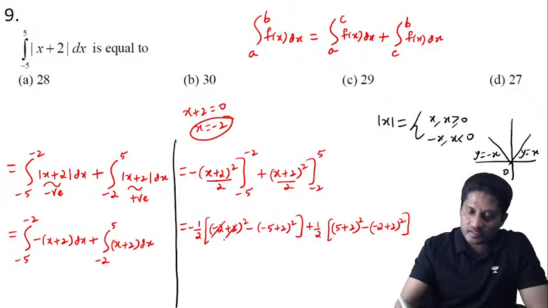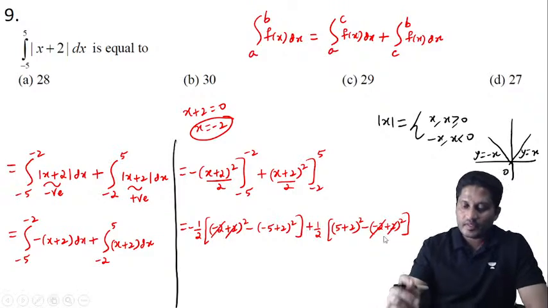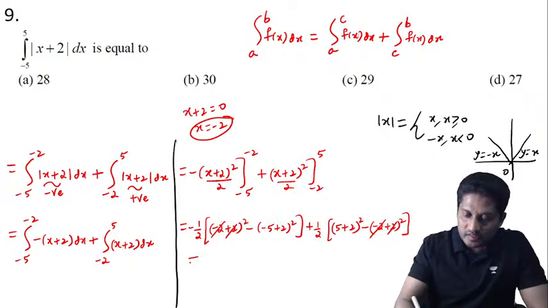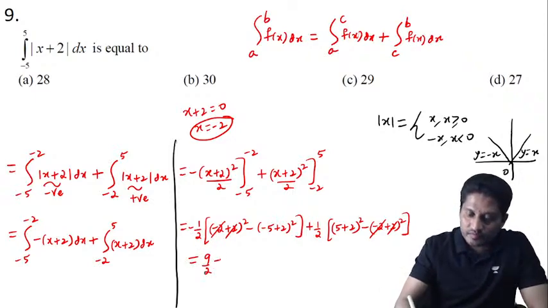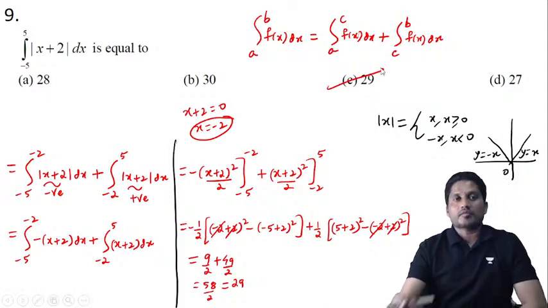Okay, this will cancel and cancel this as well. This minus and minus is plus. Minus 5 plus 2 the whole square is 9. So this is 9 by 2. And then this is 49 by 2, which is 58 by 2, and that's equal to 29. Yeah, 29 answers option C.